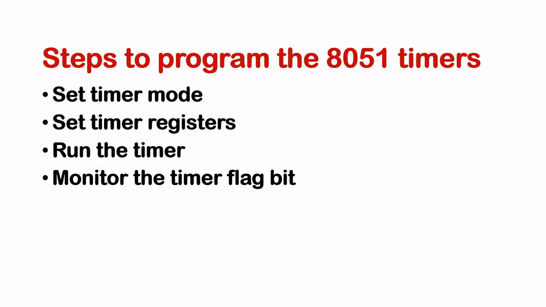Now, these are the steps that you need to take to program the 8051 timers. So number one, you need to set the timer mode. Number two, you set the timer registers. Then you run the timer, and then you monitor the timer flag bit. So these are the steps that you need to take to program the 8051 timers.